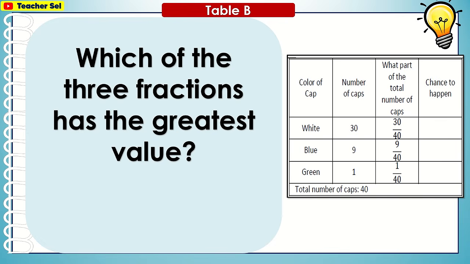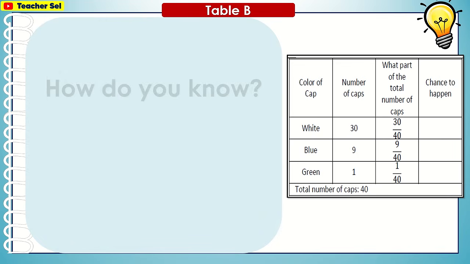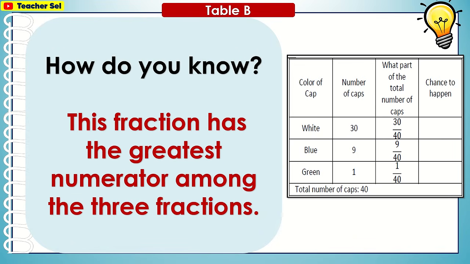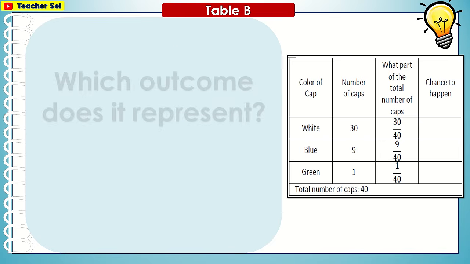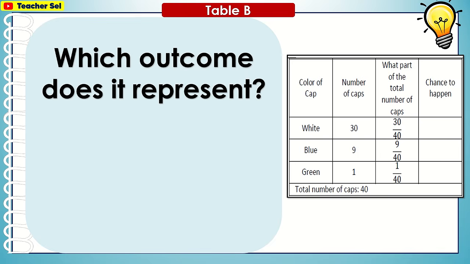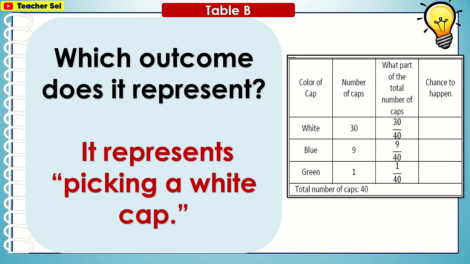Which of the three fractions has the greatest value? It is 30/40ths. How do you know? This fraction has the greatest numerator among the three fractions. Which outcome does it represent? It represents picking a white cup.